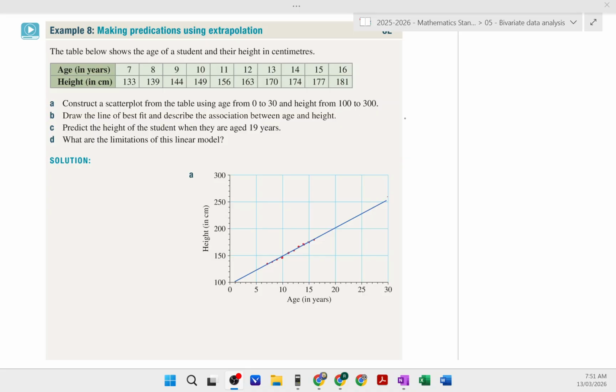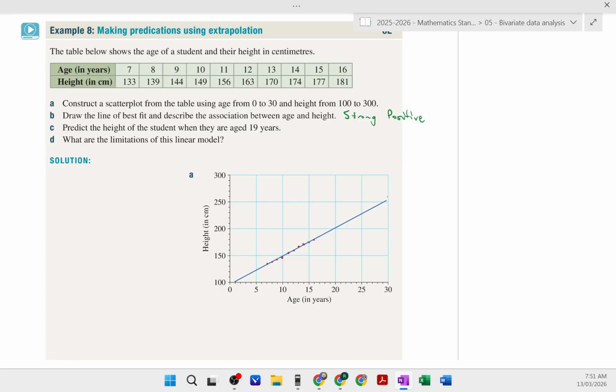Back. I have drawn the dots and I've drawn a line of best fit. Obviously, it's not perfect. It's a very tight scale, so it is a bit difficult to get it really accurate, but that's okay. So we've constructed a scatter plot. We have drawn the line of best fit. If I were to describe the association, I would say that is a strong positive. Okay. That should be obvious because that's pretty much all on the line.